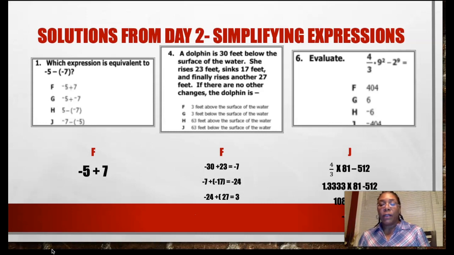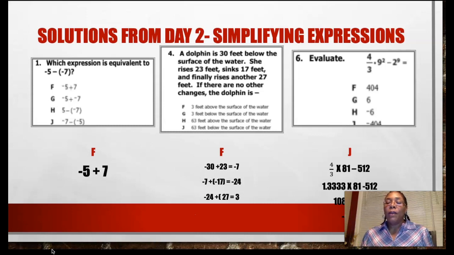I did 9 squared, which is 81. But then 2 to the 9th power, remember that means 2 times 2 times 2 times 2 times 2 times 2 times 2 times 2 times 2, which gives us a solution of 512. So I wrote that out. Then, based on order of operations, we're going to do multiplication or division, whichever comes first. 4/3 is actually a division, 4 divided by 3, but it gives me 1.3 with a repeating decimal. So I just continued it out several times and multiplied it by 81, which gives me 108.